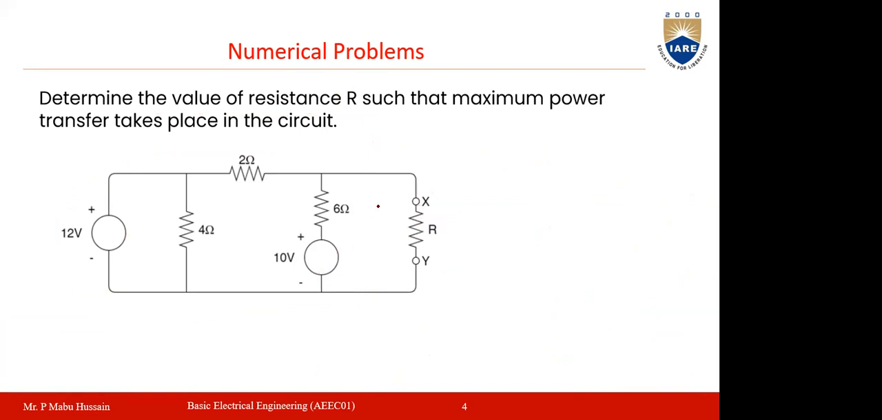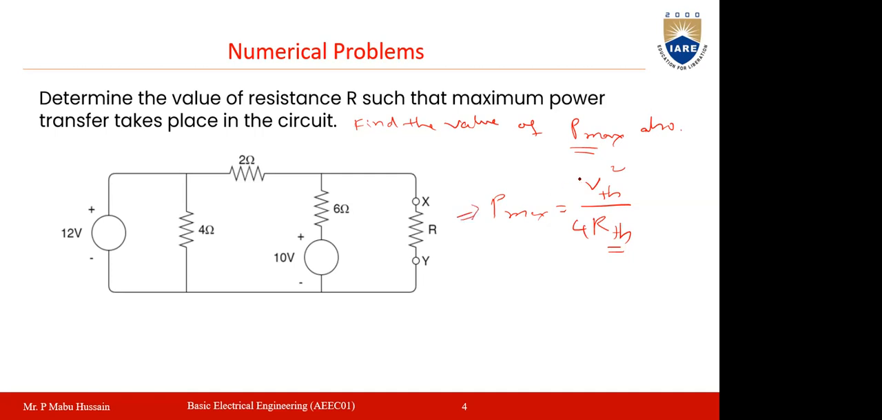Suppose for the same problem, they extend the problem such that you find the value of P max also. To determine the P max value, what is the formula? P max is equal to V Thevenin square by 4 RTH. RTH you already found. Now for determining this P max value, you need to calculate both VTH as well as RTH.